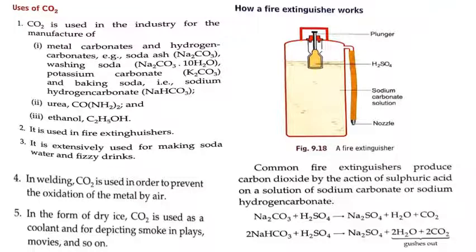Next, they are telling us about uses of carbon dioxide. First, carbon dioxide is used in the industry for the manufacture of metal carbonates, hydrogen carbonates. This all we have seen with examples and chemical reactions also. Second, urea. Third, ethanol. Second, it is used in fire extinguishers, that we have also seen, because it is heavier than air and it displaces the air from that place, and by that the fire extinguishes.